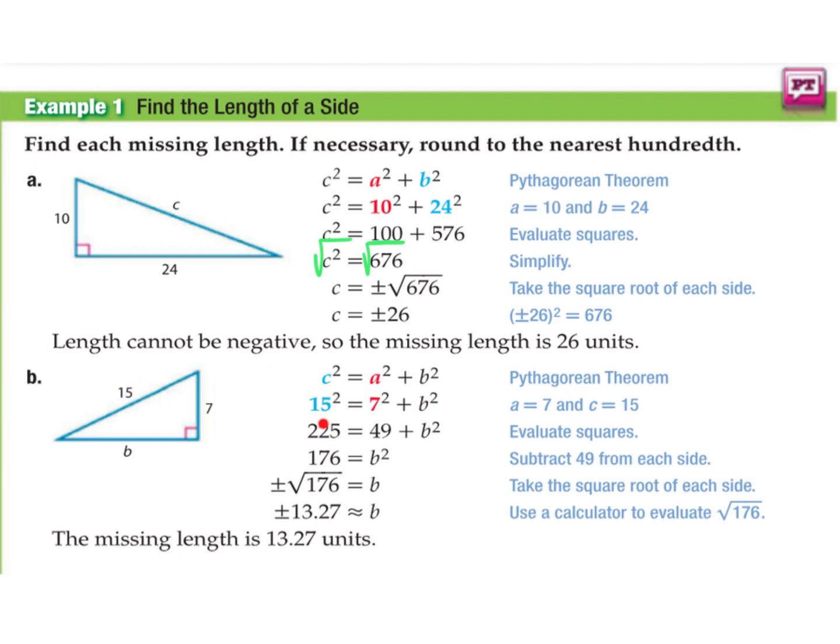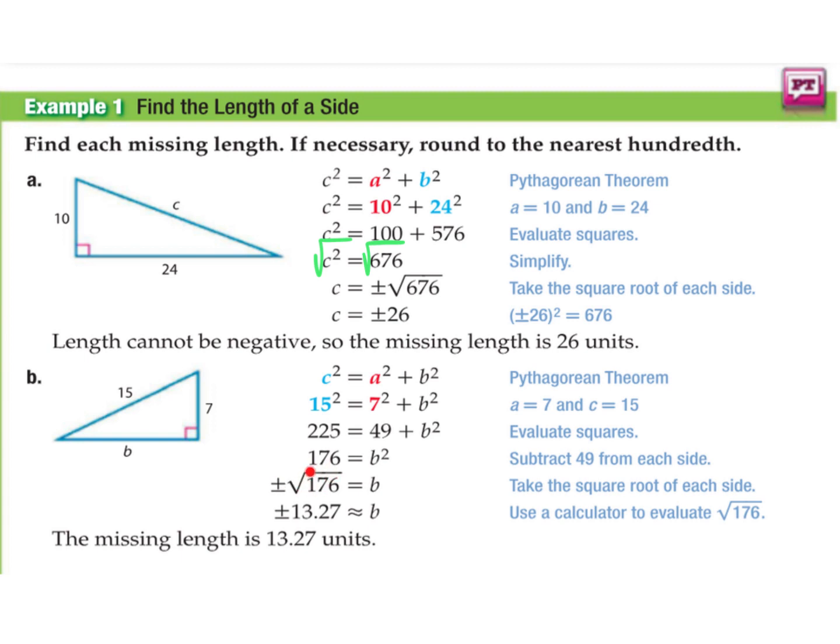15 squared with the calculator is 225. 7 squared is 49. You're going to subtract 49: 225 take away 49 is 176. You want to get rid of the square, so you do a square root. You're going to have b equals, it would be a plus or minus if it were a regular equation without an actual measurement, right? But because it's a measurement, you don't have to worry about the plus or minus. It's just going to be positive.